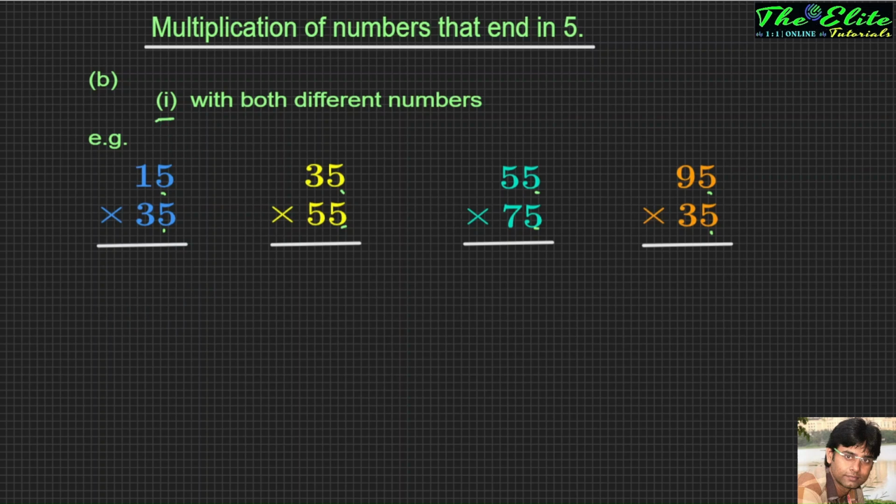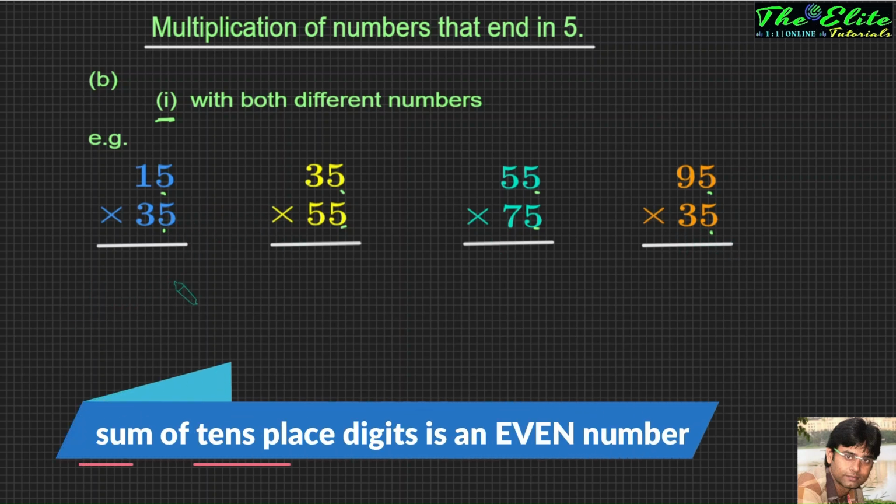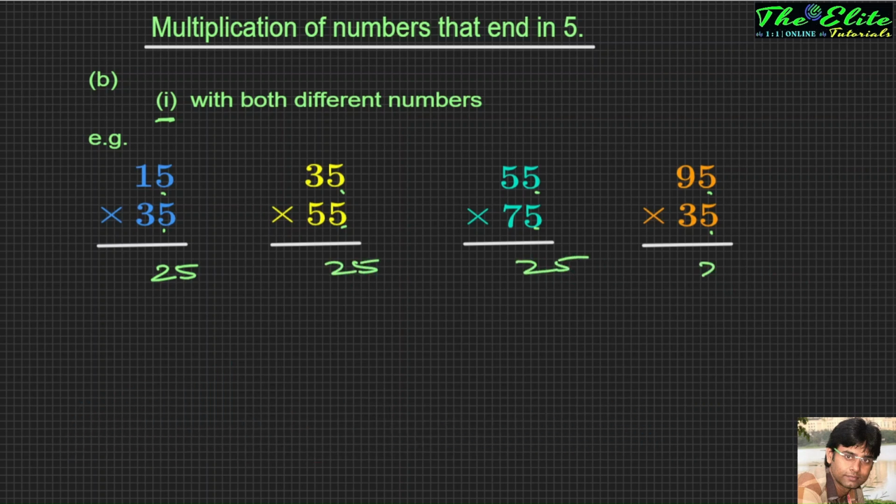Now in this category 1, you can see one thing: the sum of the tens place digits is an even number. 1 plus 3 is 4. 3 plus 5 is 8, 5 plus 7 is 12, and 9 plus 3 is also 12. So these are even numbers. So what will happen here in this scenario? You can blindly write 25 for the last two digits. The reason being that the sum of tens place digits is even. Otherwise you cannot write 25.